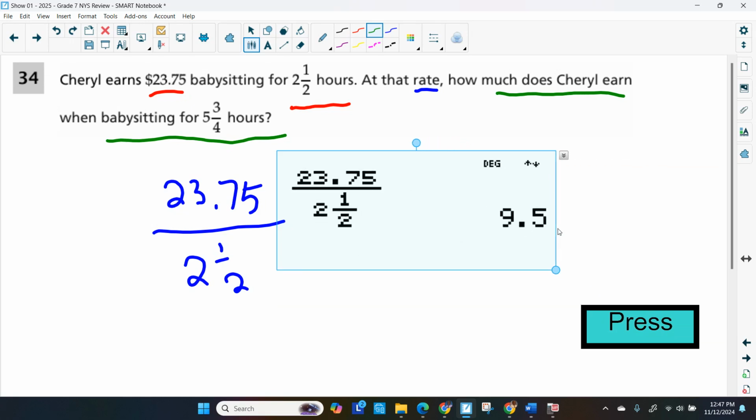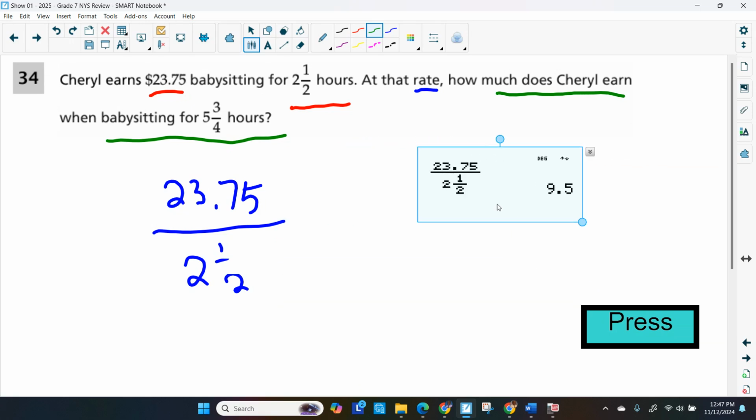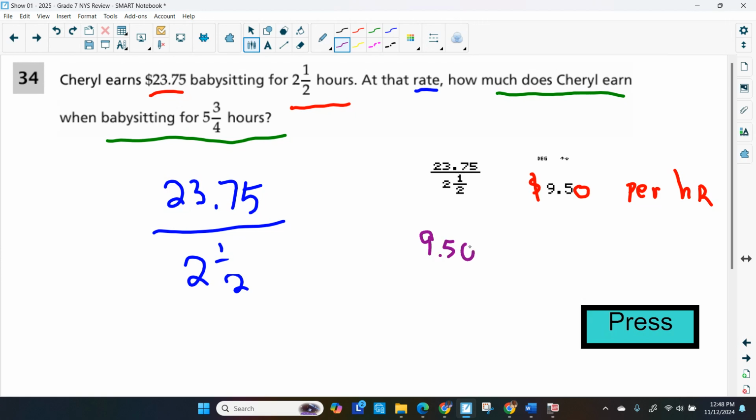And once we know how much is 1 hour, we can do 5 3/4 hours with our calculator. So let me just write that down. So $9, they didn't put a zero there, so I'll do it per hour. So in 1 hour, she makes $9.50. So all I have to do now is take the $9.50 and multiply it by 5 and 3/4 hours. And that'll give me my answer.